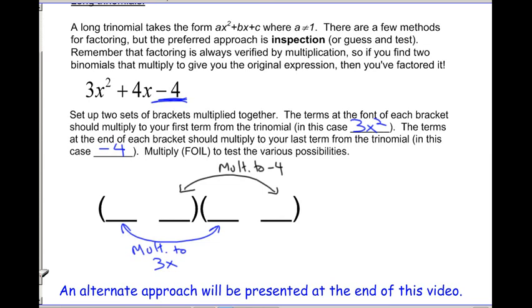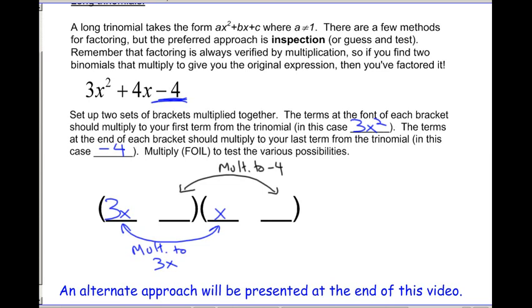Okay, if I want to multiply to 3x squared, there really aren't that many possibilities. I'm going to need a 3x and an x. If I want to multiply to -4, there actually are a fair number of possibilities. So let's try some. This may take us a couple of minutes because we'll try a whole bunch of them. But you end up getting a fair bit of insight pretty quickly on which ones are likely to work.